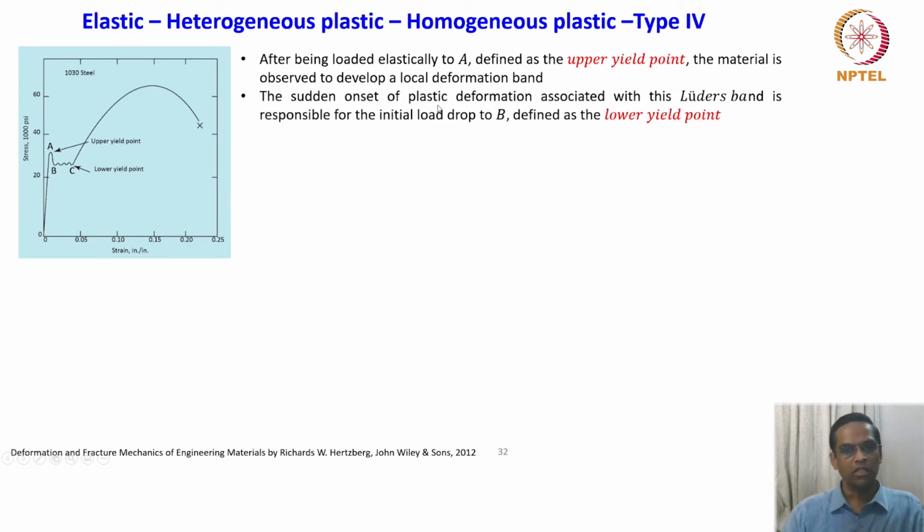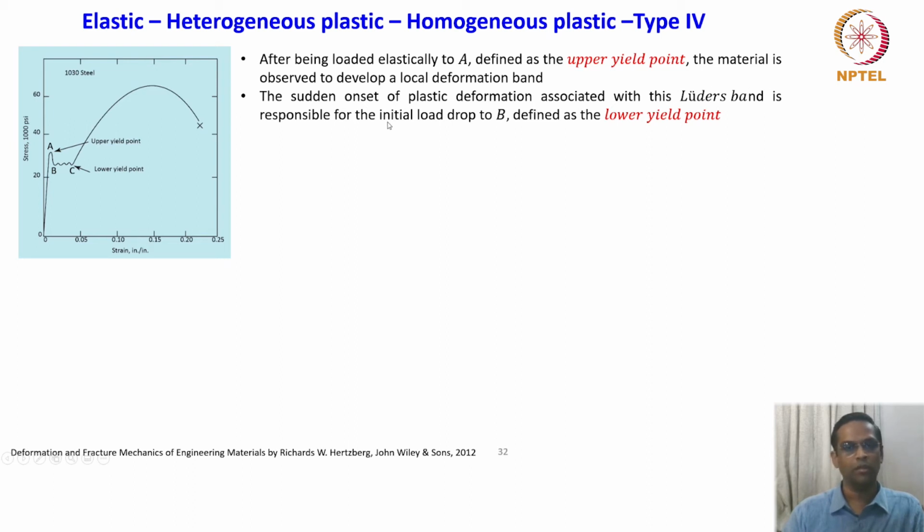The sudden onset of plastic deformation associated with this Luder band is responsible for the initial load drop to be defined as lower yield point. So what is the reason for this kind of a sudden load drop from point A to point B? People have studied that this is because of something called Luder's band.